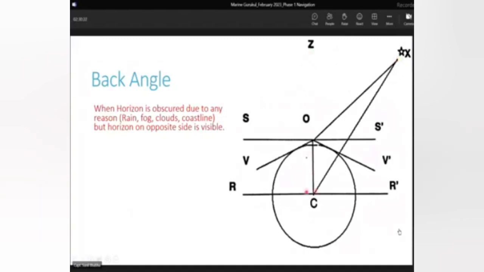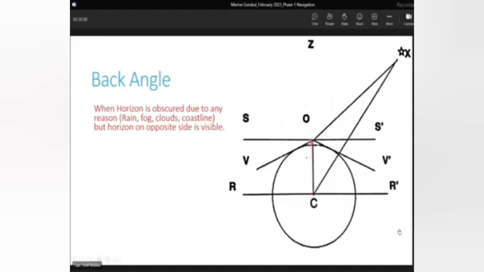Now this line which you see passing from C, R dash, passing from the center of earth, represents the rational horizon of the observer. Rational horizon plane passes through the center of the earth. You can see it passes from the earth center and every point on it is 90 degrees away from the zenith of the observer. So this is our rational horizon.